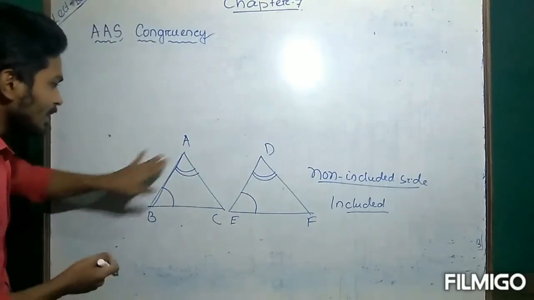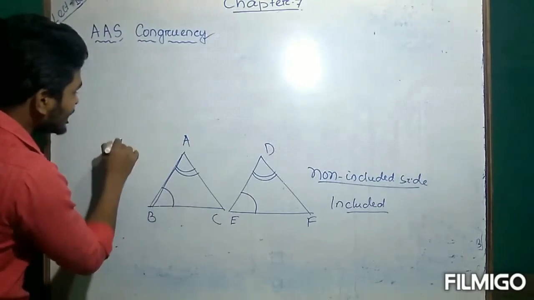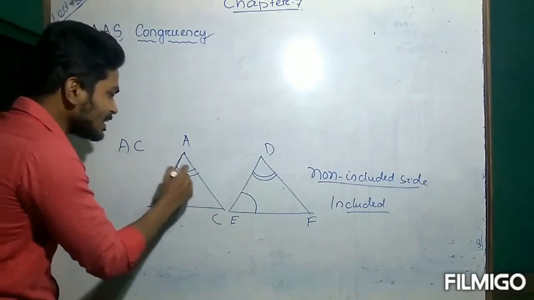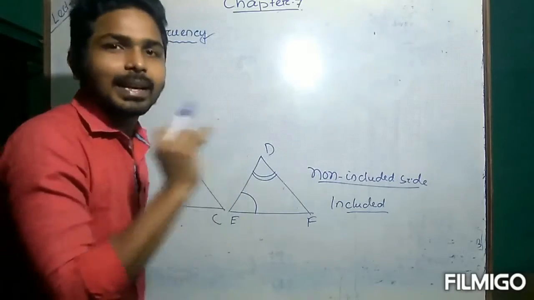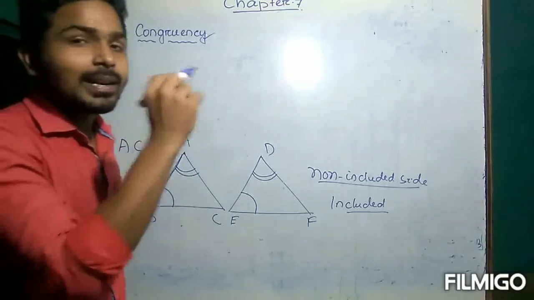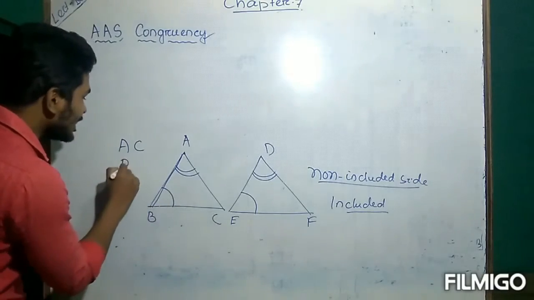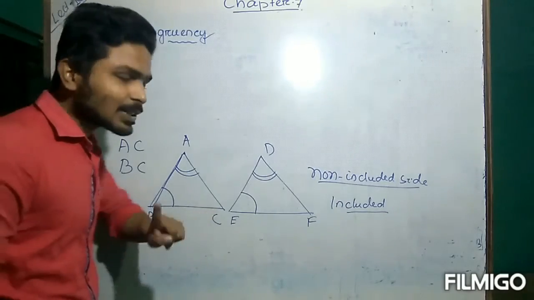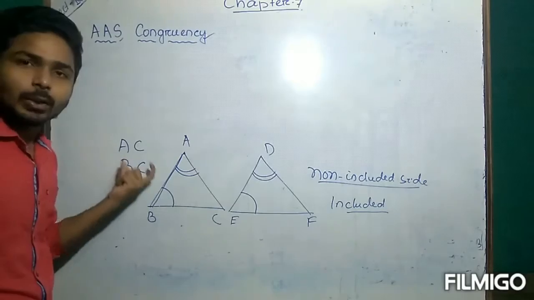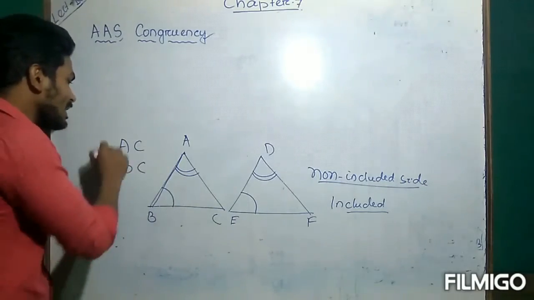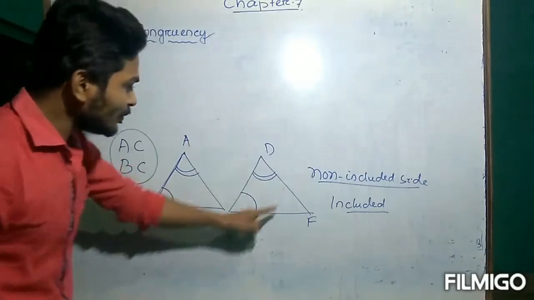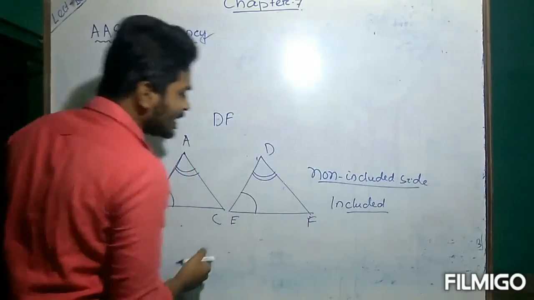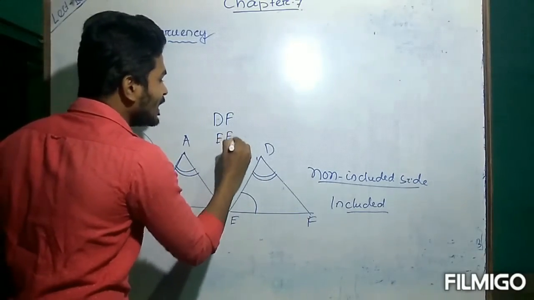For example, here if we consider side AC, then you can see for the side AC, the vertex A is related to only one angle, but C is not related to any angle. So AC is a non-included side. If we consider BC, then only vertex B is related to this angle, but the point C is not related. So BC is a non-included side. So for this triangle, AC and BC are two non-included sides. Similarly, for this triangle, DF is a non-included side and EF is also another non-included side.